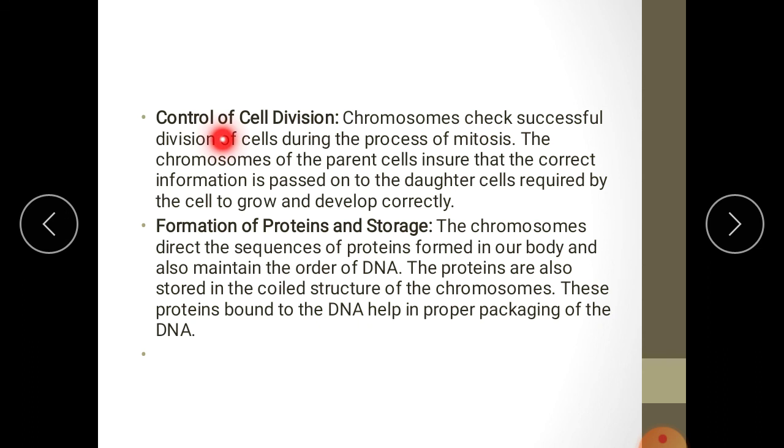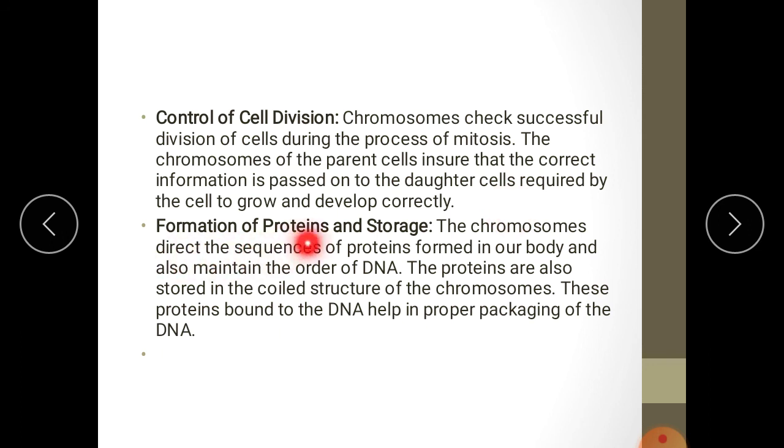Then control of cell division. Chromosomes check successful division of cells during the process of mitosis. The chromosomes of the parent cells ensure that the correct information is passed on to the daughter cells, as required by the cell to grow and develop correctly. So during cell division, these chromosomes multiply and they are distributed to daughter cells.